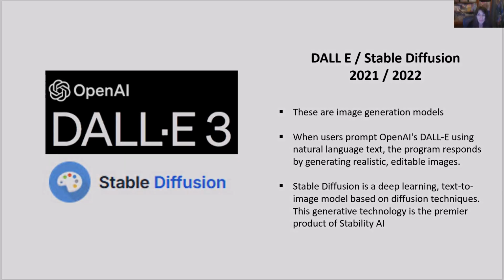Two years later, we have generative models that create images. Prior to this, it was all text. We have OpenAI creating their DALL-E 3 model, and Stable Diffusion created an image generation model also.